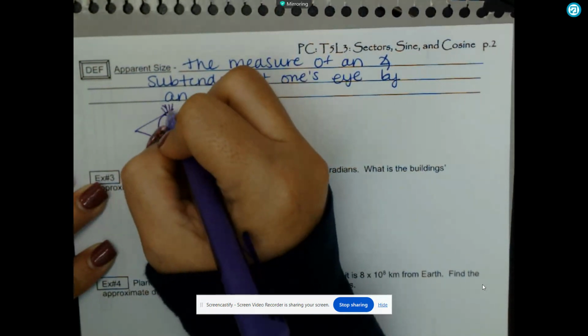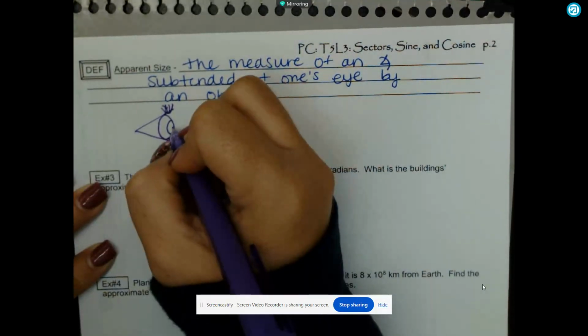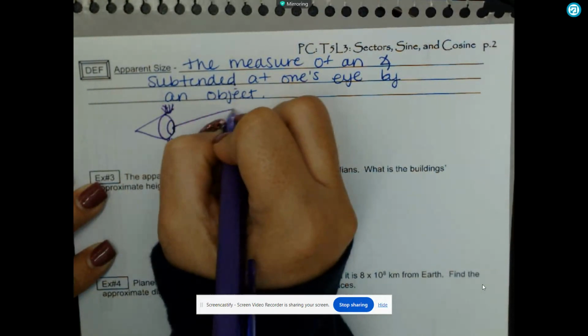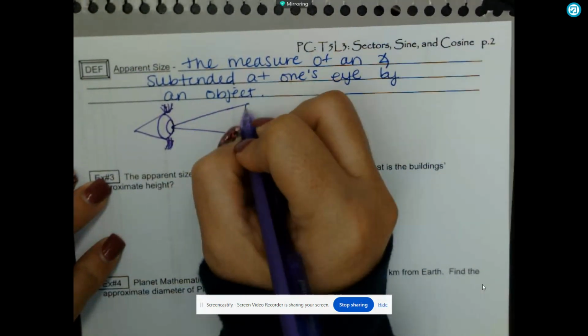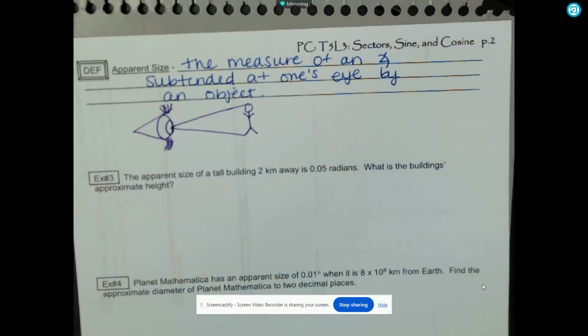These are my little eyelashes. Okay, so you're looking out at an object. Let's say it's a person. Boom. I'm going to squish your head. But the closer I get to you, I can't do that, right? Then when I get here, I'm nowhere near. So that's what apparent size is.